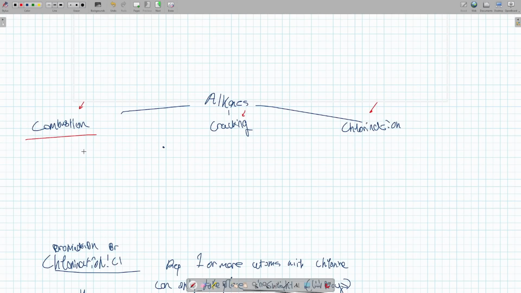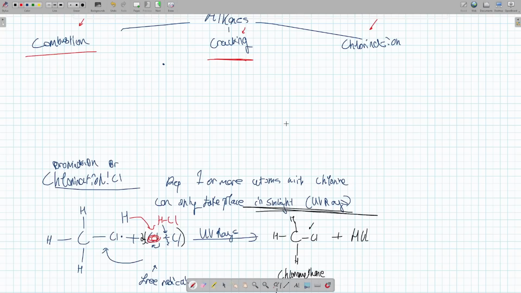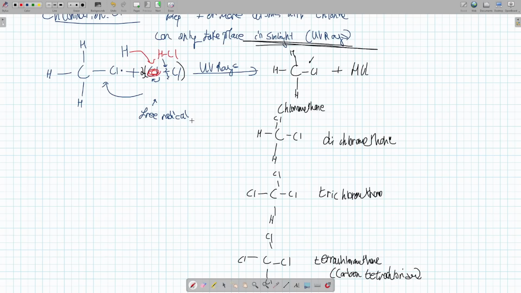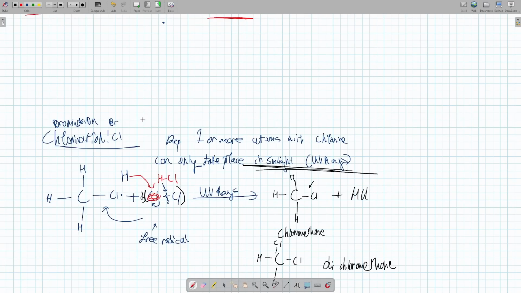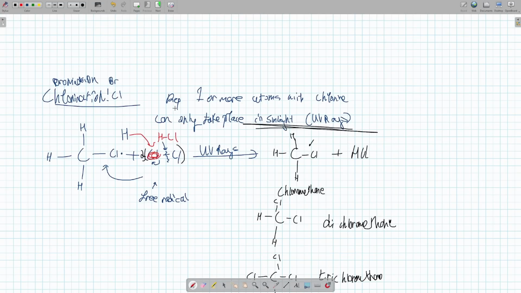Combustion is the easy one. Cracking is when you have a long useless alkane, and you break it and crack it into an alkene plus a smaller alkane. They just crack it up. Chlorination, okay? It also applies for bromination and fluorination. For alkanes, it's a substitution reaction. What happens? It replaces one or more atoms with chlorine.